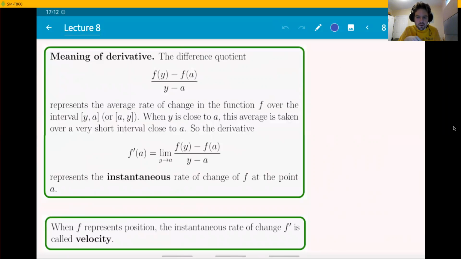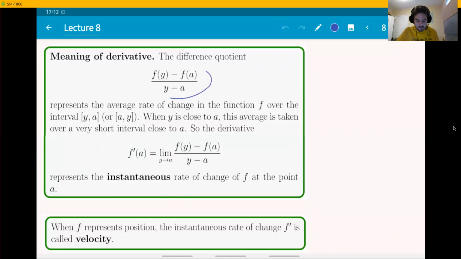Okay, so we've discussed how to compute derivatives. We need to talk about their meaning. What do they actually mean? We're going to give you two interpretations for what a derivative means. So here's the first one.